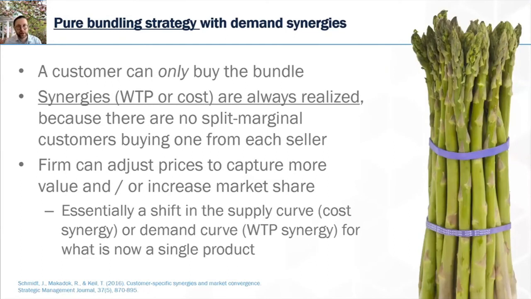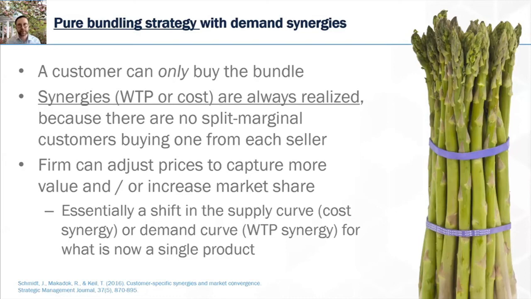There are also pure bundling strategies that can work with demand synergies of either type. In this case, customers can only buy the bundle. An example of this would be a computer that's sold with an operating system. Technically, you can buy computers without an operating system, but most people buy a computer with an operating system. Similarly, with smartphones, you tend to buy an integrated product that includes the hardware and the operating system.